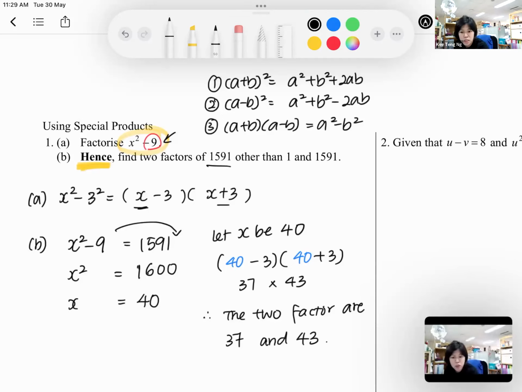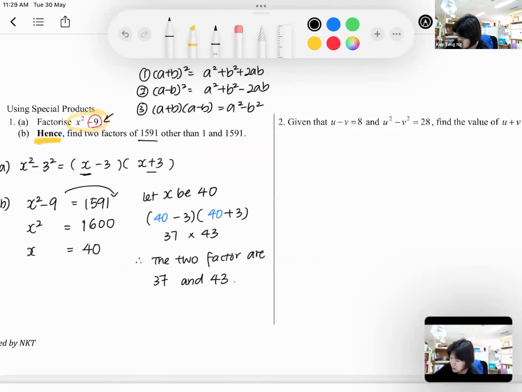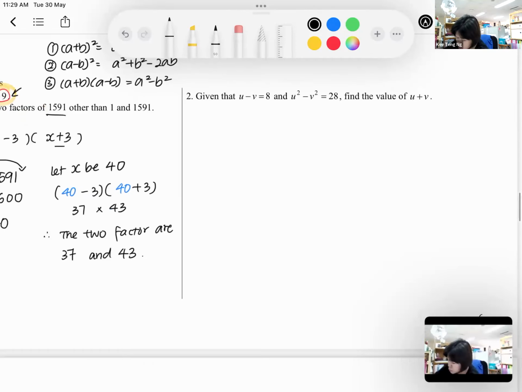Is this okay? Anyone need me to repeat this portion? Okay, I can. Okay, can. Thank you. Okay, let's go on. Last question for the day. Page 6, right? Yes. Last question for the day.